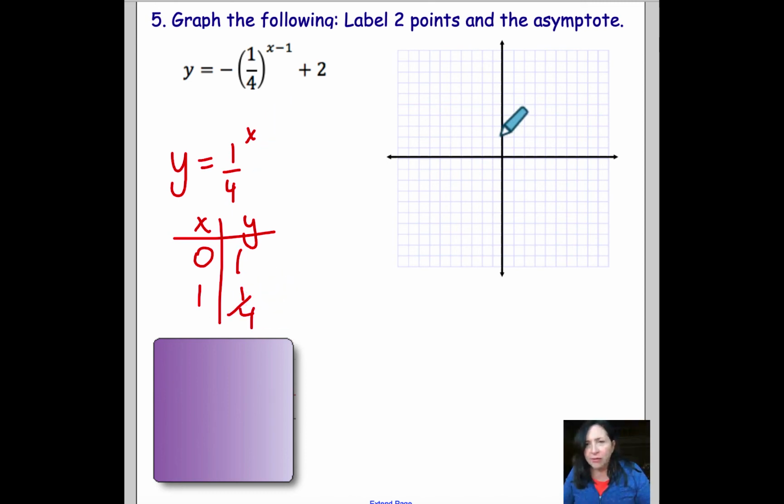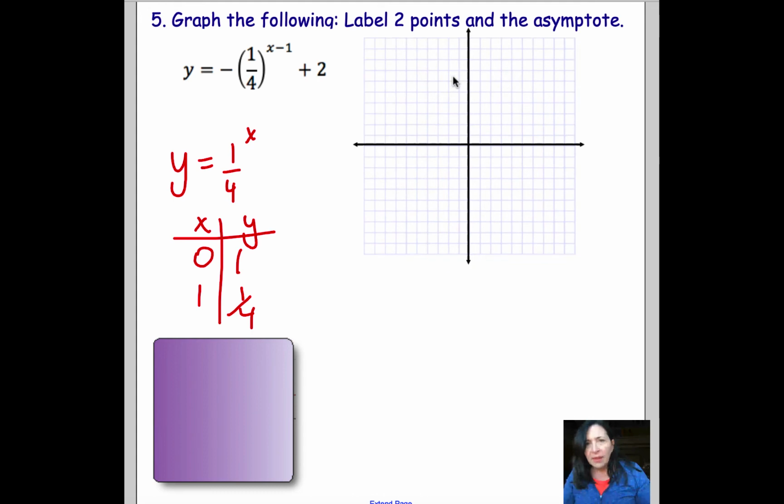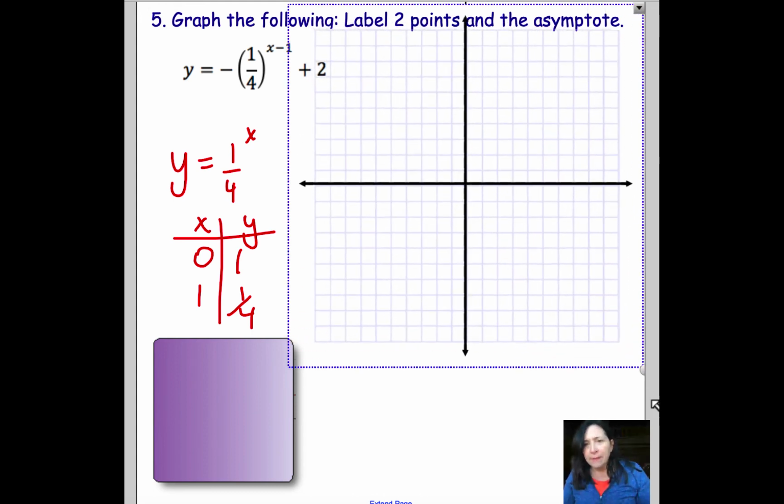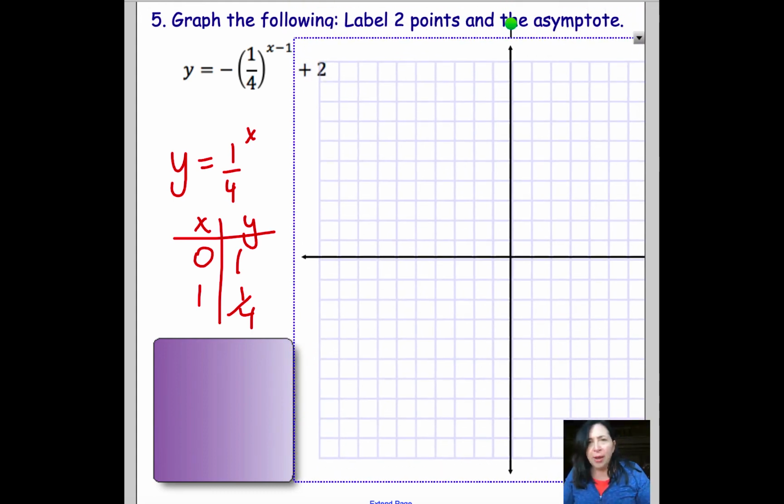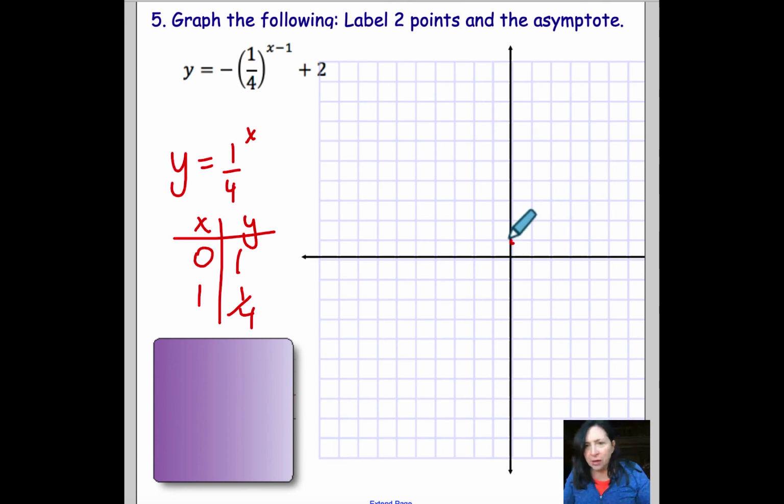So my 2 points are 0, 1, and then 1, 1/4. And so that should give you a heads up. Oh, it's not exponential growth going up, it's going down. So this is going to be a decay, and this is going to go this way, like that, okay?